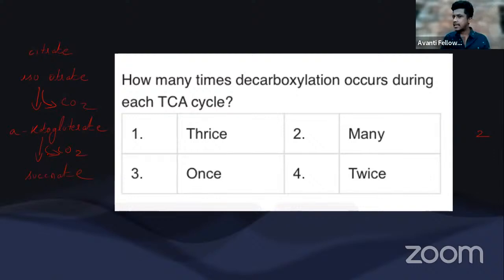TCA cycle is also called the citric acid cycle. You should remember that. Decarboxylation is the systematic removal of carbon dioxide from the molecular structure. Here we remove it at 2 points. At what points? When isocitrate is converted into alpha ketoglutarate, and when alpha ketoglutarate is converted into succinic acid. So if the question asks how many times decarboxylation occurs, your answer should be twice. Don't go for thrice or many or once. Remember that decarboxylation talks about the removal of carbon dioxide. That is why you have to go for option 4, that is twice.